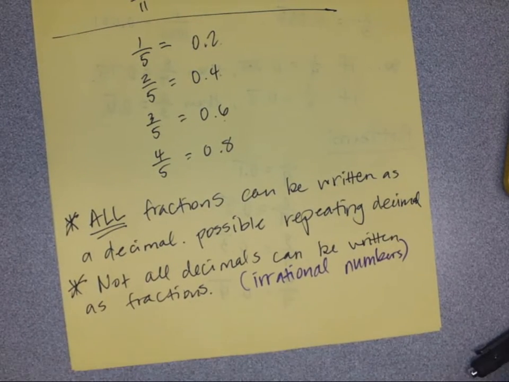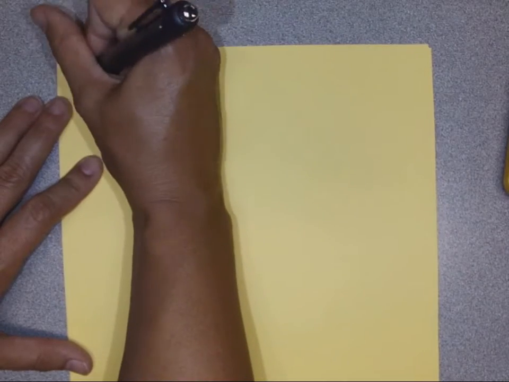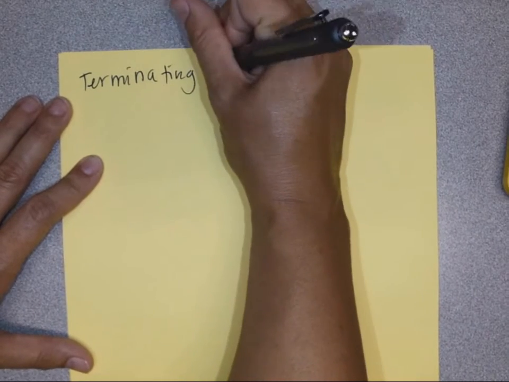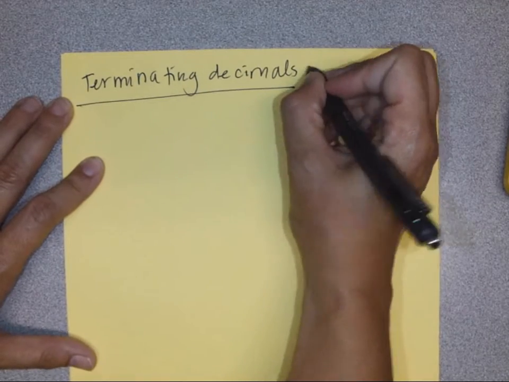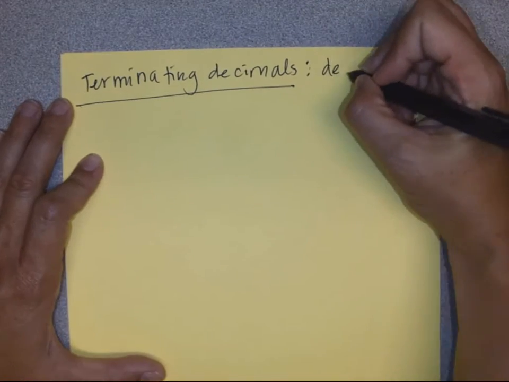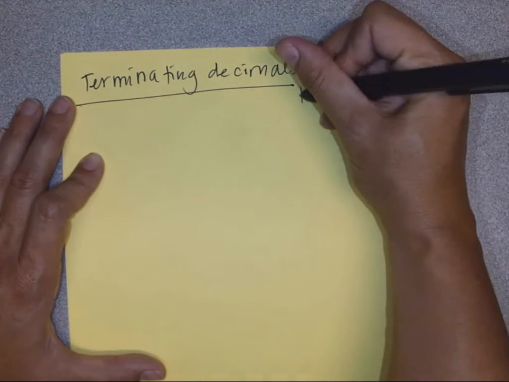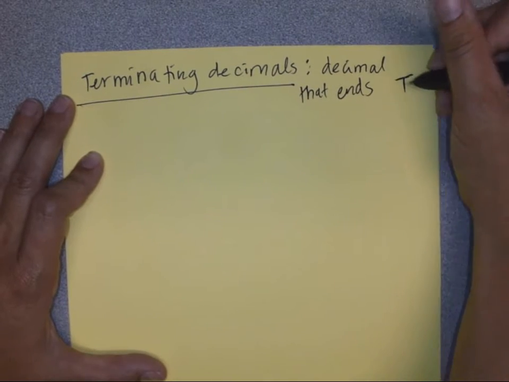So irrational numbers are numbers that cannot be written as a fraction. Okay. Another thing to talk about is terminating decimals and non-terminating decimals. So let's define those. A terminating decimal is exactly what it sounds like. It's a decimal that terminates, a decimal that ends. Okay. So it's a decimal that ends, has a stopping point, and we usually represent that with a big capital T.